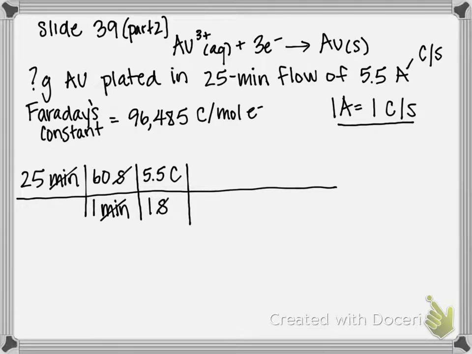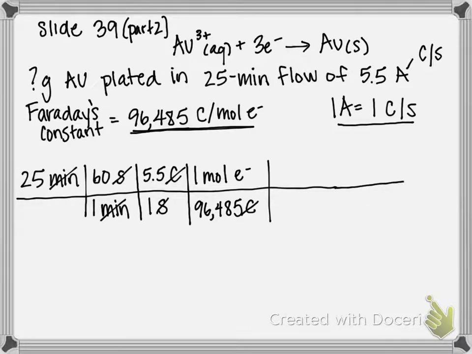My seconds cancel. Now I'm going to use Faraday's constant to say that 96,485 coulombs are transferred in 1 mole of electrons. And that is a constant that we can use. It wasn't stated in the problem, but it's always going to be that exact value. So now coulombs cancel, and I'm in units of moles of electrons.